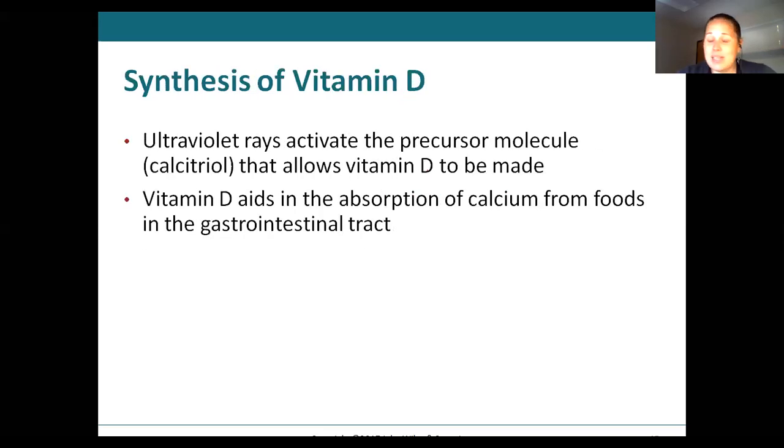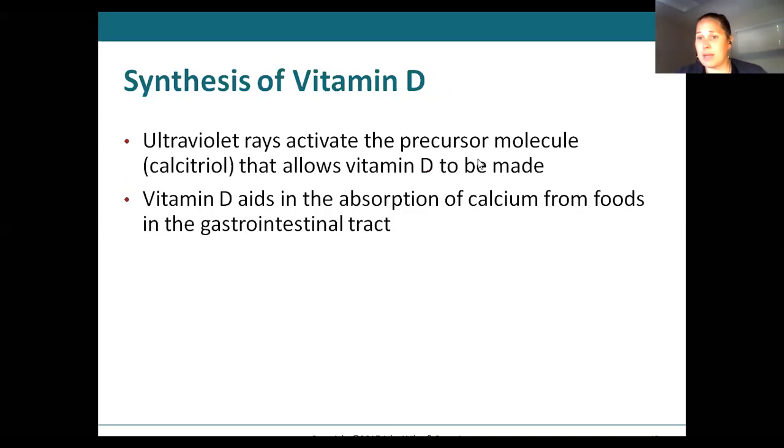So, synthesis of vitamin D. You can see from that very first slide where we talked about homeostasis how important this particular role of the integumentary system is. These UV lights actually activate the precursor molecule that allows vitamin D to be made, and it aids in the absorption of calcium from foods in the gastrointestinal tract. So it's important for vitamin D to be administered regularly.